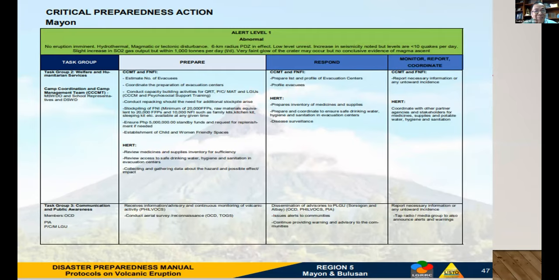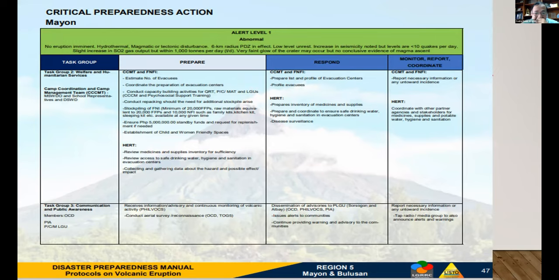Tapos dito, sa 2 naman, ito preparation na, pwede natin information protocol na tayo dito, meetings with the barangay captains, and then information caravan, and then review ng plano and so on by municipality focus group discussion.